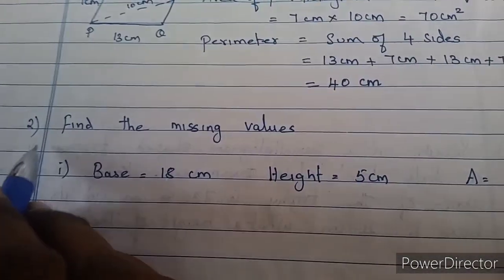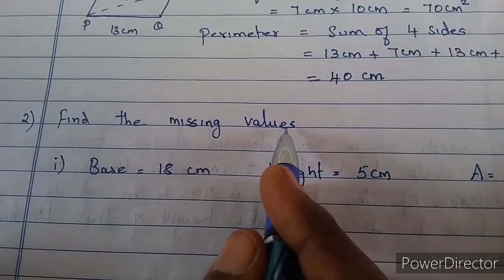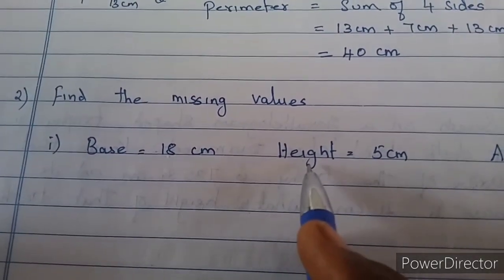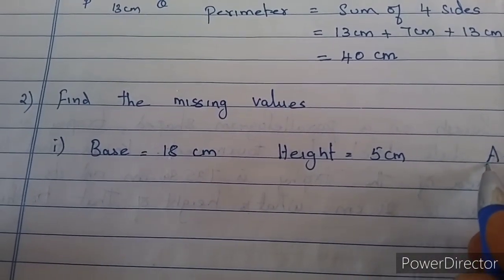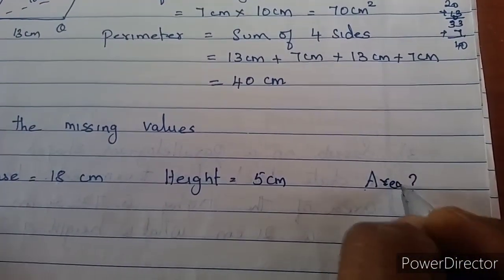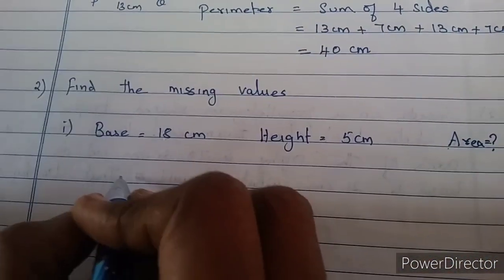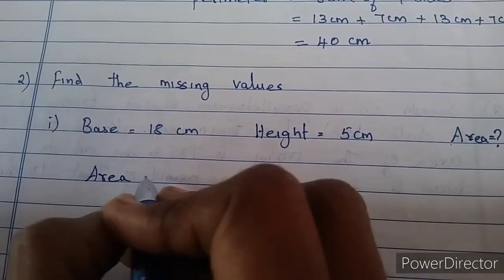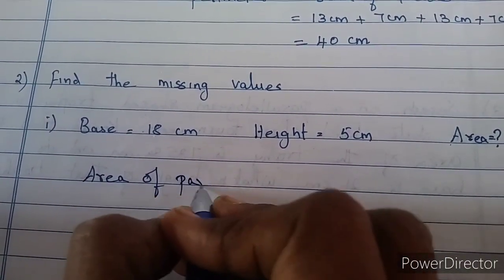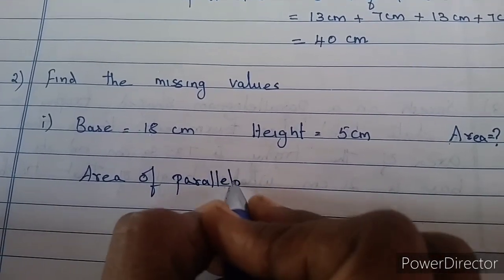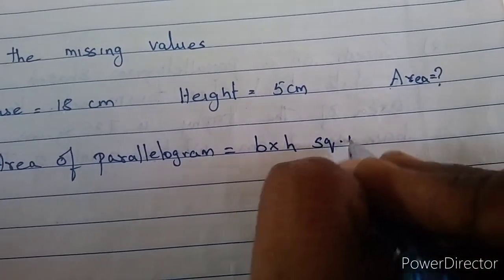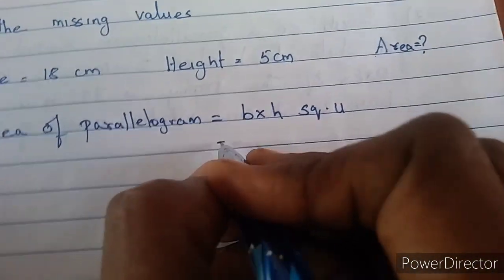Now question number 2. Find the missing value. In the first subdivision, they are given the base and the height. We are going to find the area of the parallelogram. What is the formula to find the area of parallelogram? First step, you should write area of parallelogram equal to base into height square unit.